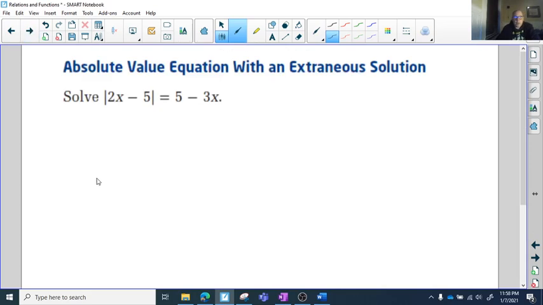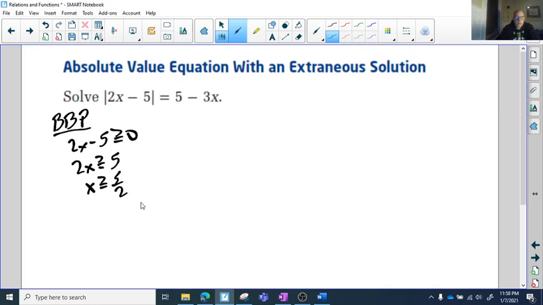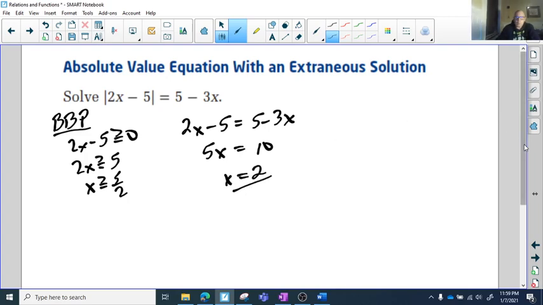All right, so let's see if we can get on a roll here. So this one, absolute value, it's telling us already it's going to have an extraneous solution. So let's see how that all plays out. So between the bars, positive. 2x minus 5 is what's between the bars. I need to figure out what's going to make that greater than or equal to 0. That will happen if x is bigger than or equal to 5 halves. So if between the bars is positive, you just write the equation without the bars. And you solve this. Bring that over there, you get 5x. Bring that over there, you get 10. X is equal to 2. There's one answer.